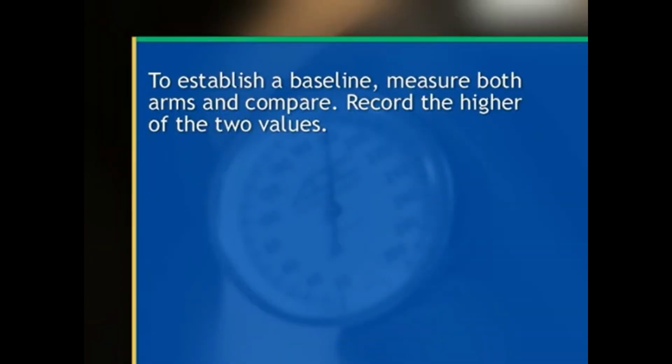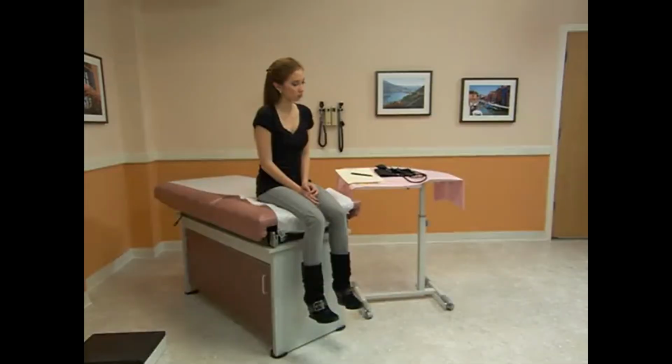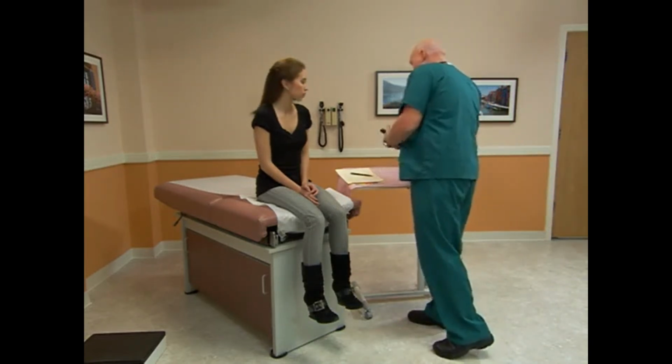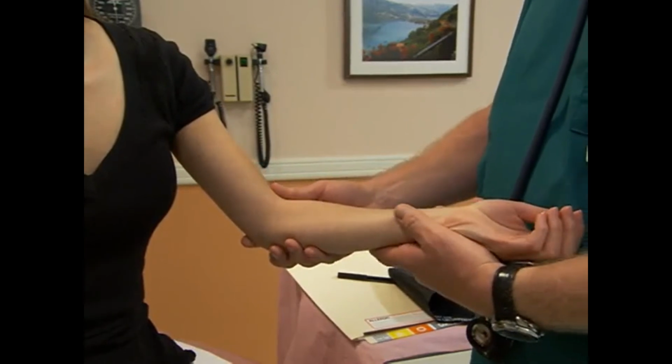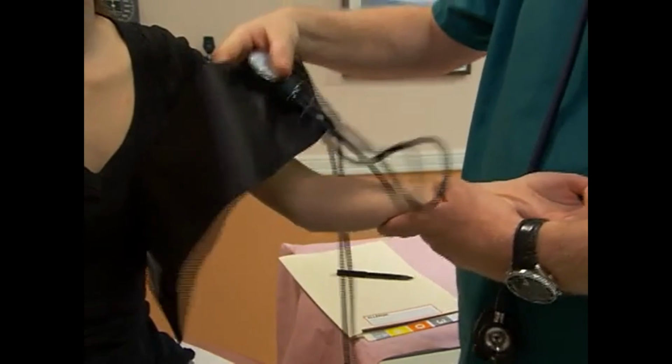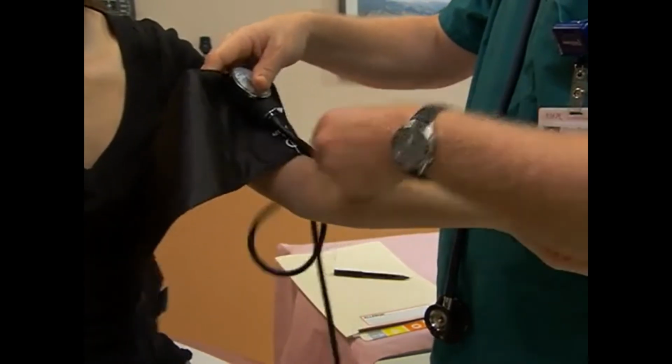To establish a baseline, measure both arms and compare. Record the higher of the two values. The client may be lying down or sitting with legs uncrossed. If sitting, the client should not slump. Make sure the client's arm is exposed and take care to avoid constricting it. Support the arm at heart level, slightly flexed and with the client's palm upward.